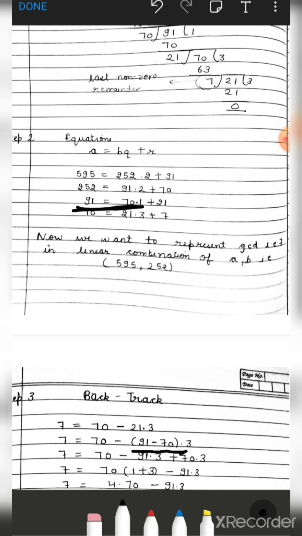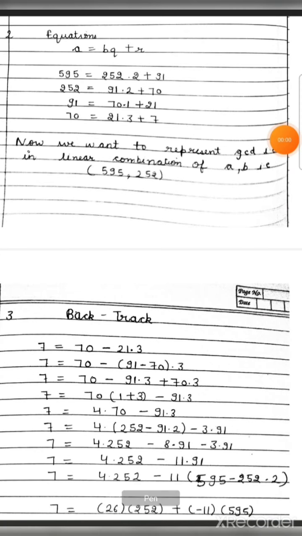Now we are not going to multiply directly 91.3. We'll just simply put it here as it is. That is 91.3 plus 70.3. Now see, this 70 plus 70.3 will become 4.70, and the rest of the portion remain as it is. Now at the place of 70, we will use second equation.